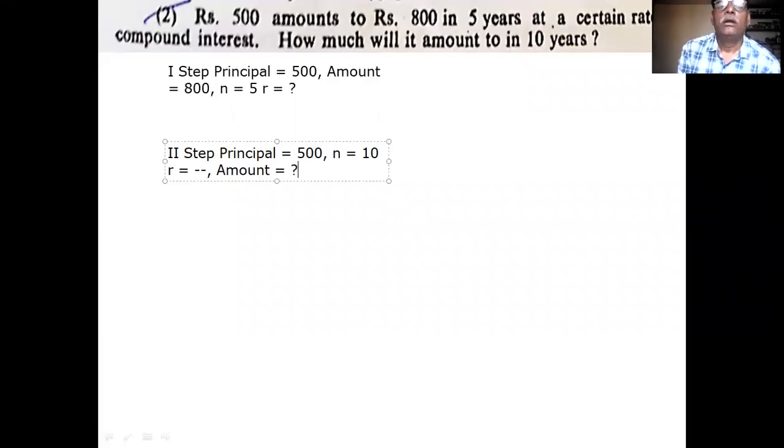This is the problem. You solve it. I will not solve this problem. I have given the hints to solve the problem. You solve this problem and ascertain the amount at the end of 10 years. Okay.